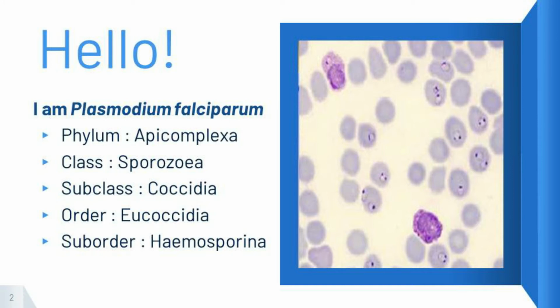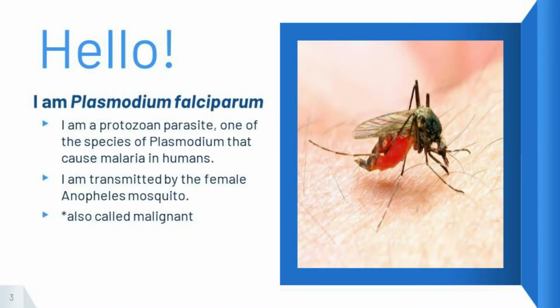So the Plasmodium falciparum belongs to phylum Apicomplexa, class Sporozoa, in a subclass Coccidia, and in the order Eucoccidia, and lastly in a suborder Hemosporina. So this type of protozoa, this Plasmodium falciparum, is a protozoan parasite. It is one of the species of the Plasmodium that really causes severe malaria in humans.